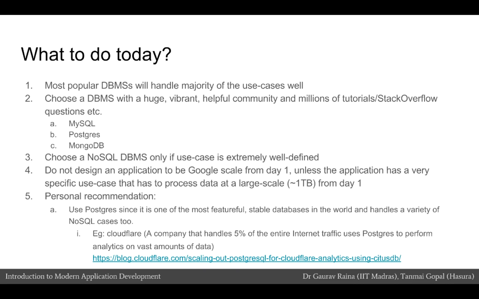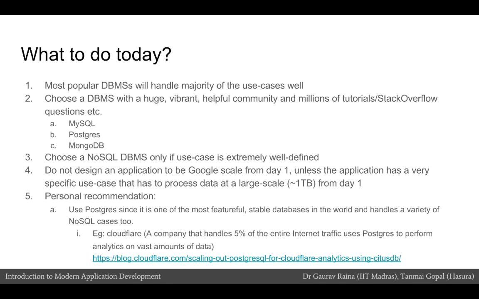If you have a database size which is less than 1 terabyte and you are a typical web application, then there will be almost no difference between using MongoDB, MySQL or PostgreSQL. When you're choosing a DBMS, the most important thing is to choose a DBMS with a huge and vibrant community, preferably one with several tutorials and Stack Overflow questions and answers, so that all of the different use cases that you want to try to achieve are already solved and answered, and there is an open community around it. Databases with some of the best communities are MySQL, Postgres, and MongoDB.